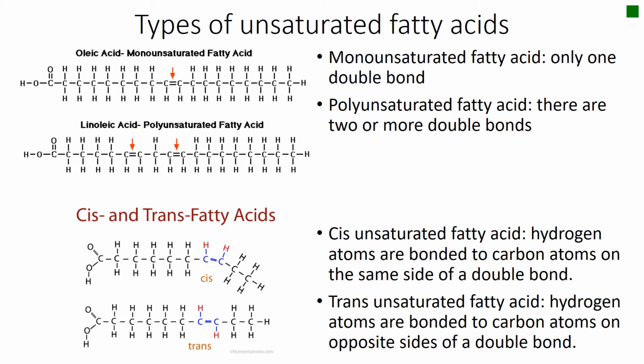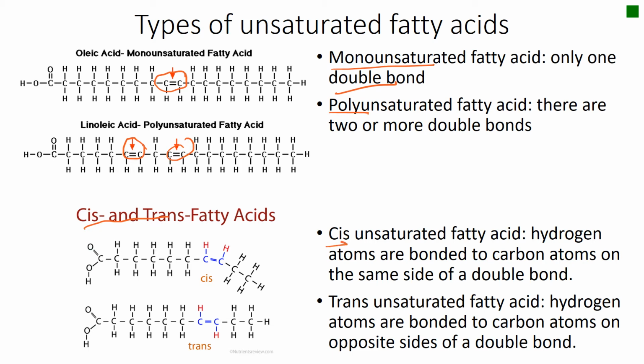All right, ready? The first one. If it is only one double bond, it's going to be called monounsaturated fatty acid. All right, only one double bond. However, if it has more than one, two, three, and so on, it will be called polyunsaturated fatty acid when there are two or more double bonds. And then monounsaturated fatty acid will also consist of two different types.